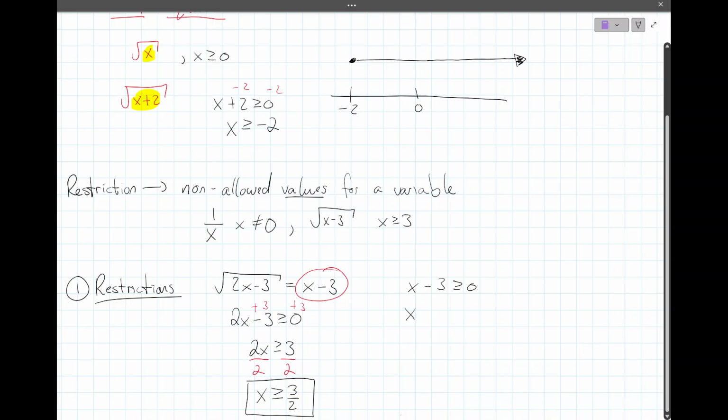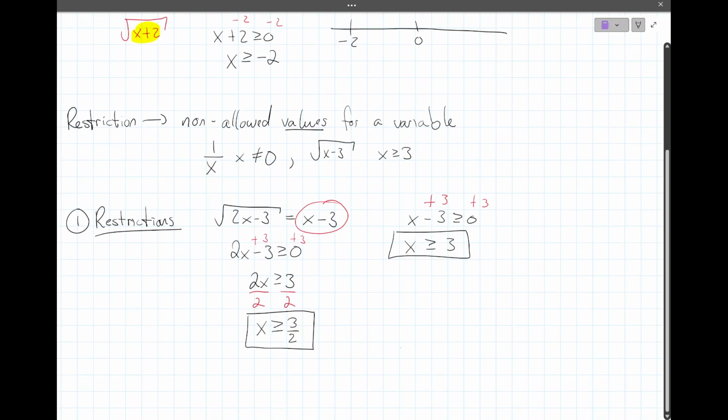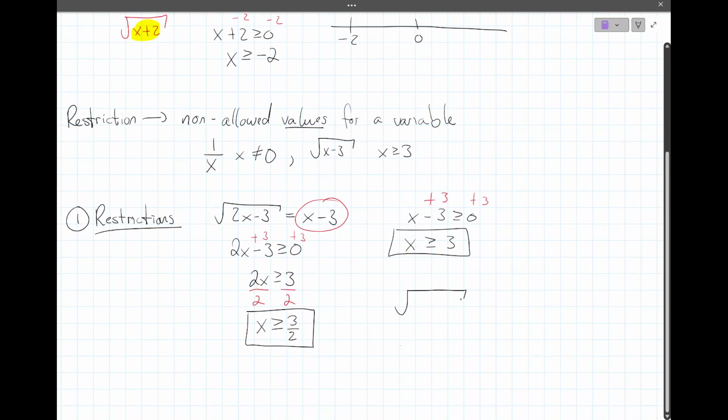So I'm going to add 3 to both sides. So my real restriction here is x has to be greater than or equal to 3, right? Because anything that I have under the square root is always going to be greater than or equal to 0. But if I had 0, that would be negative 3 on this side. If x was equal to 0, I get negative 3 there.